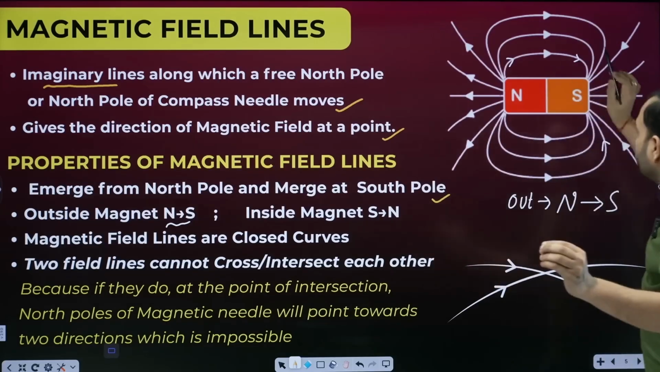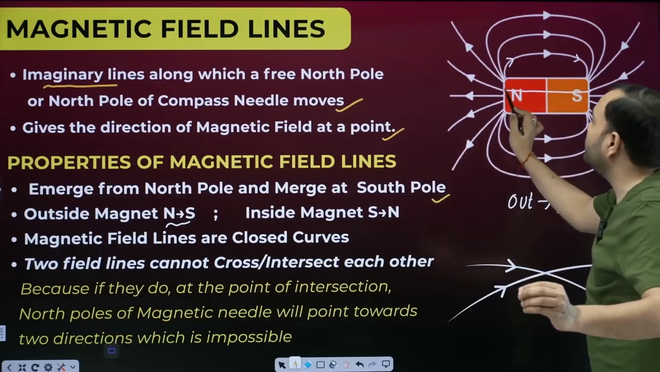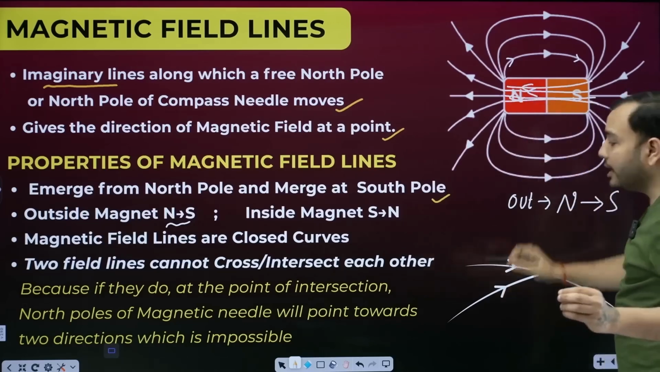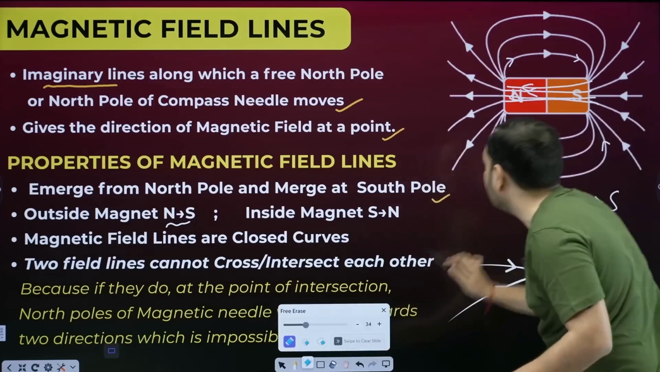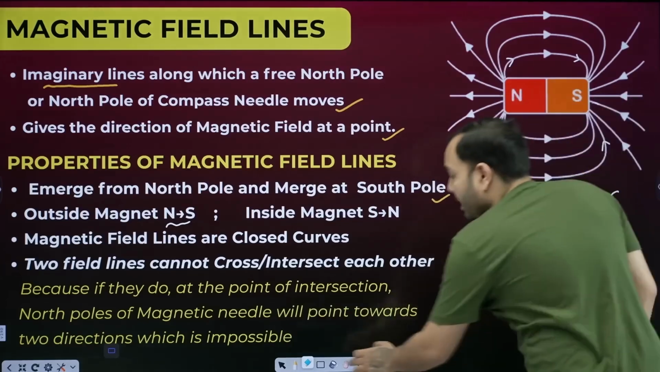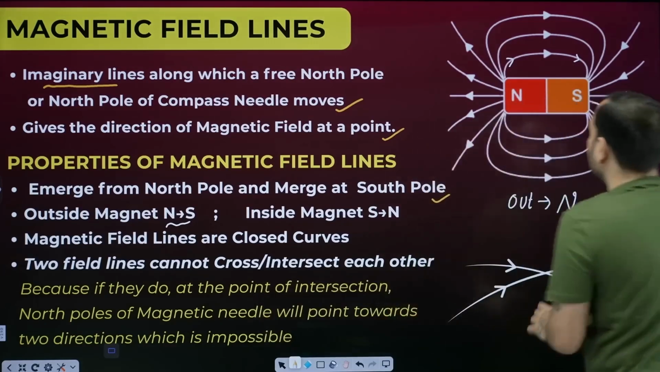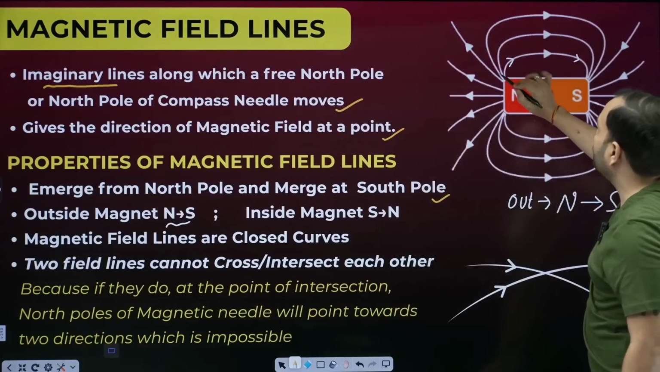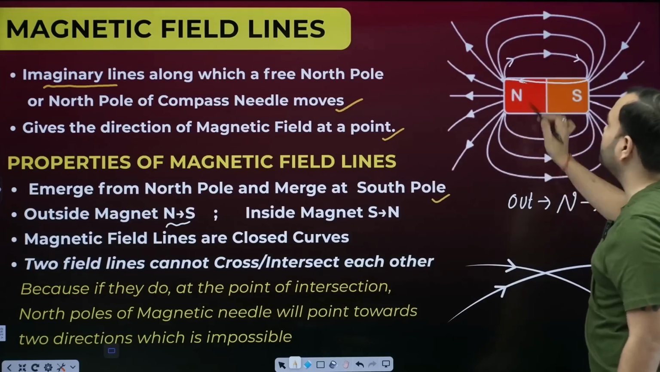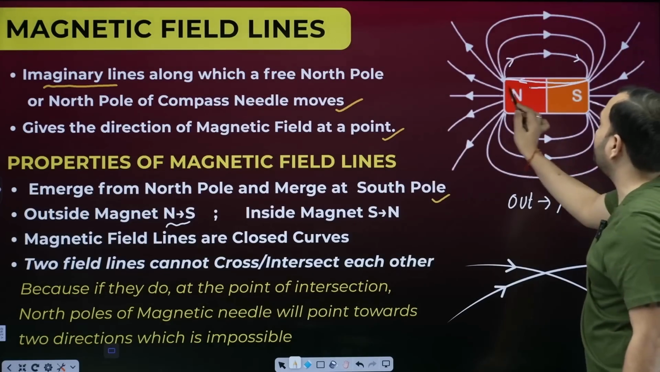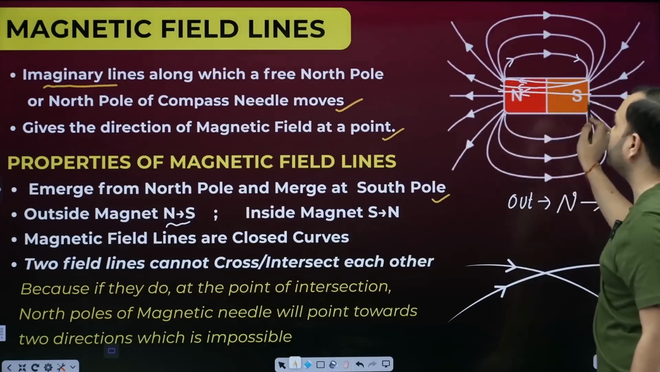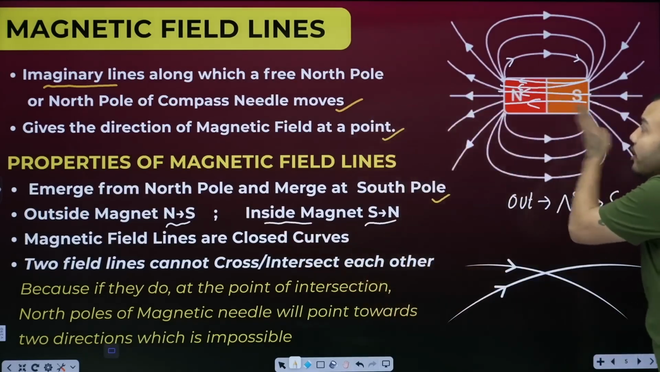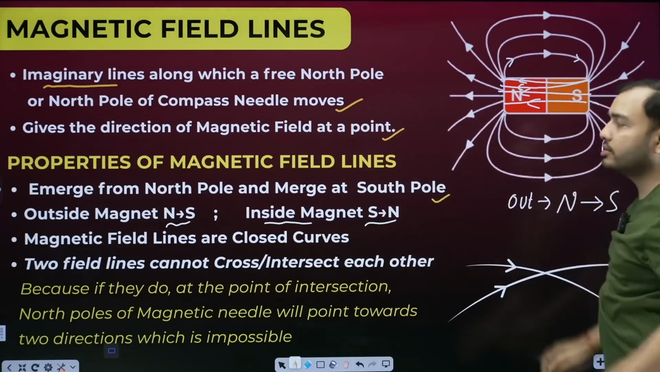Now listen carefully. When it comes to the south, it goes back inside like this. It came like this, meaning magnetic field lines also exist inside the magnet. Now it completed the whole circle. It emerged from the north, went into the south, then came back from south to north. So what will be their direction inside the magnet? It will be south to north, and outside it will be north to south.